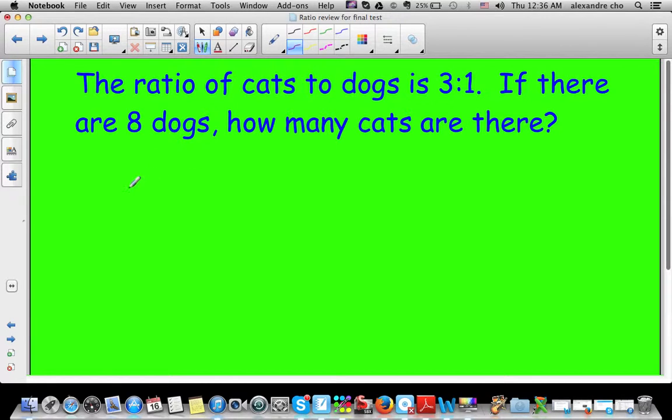So the ratio of cats to dogs is 3 to 1. So 3 to 1, which means 3 cats, 1 dog.